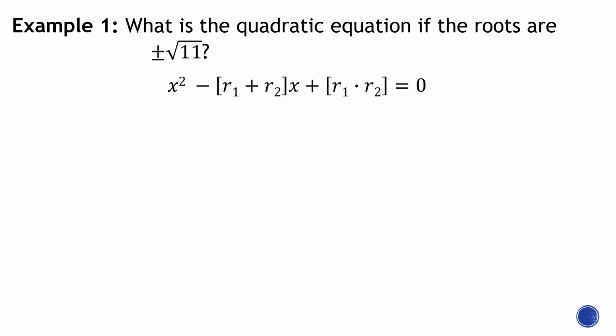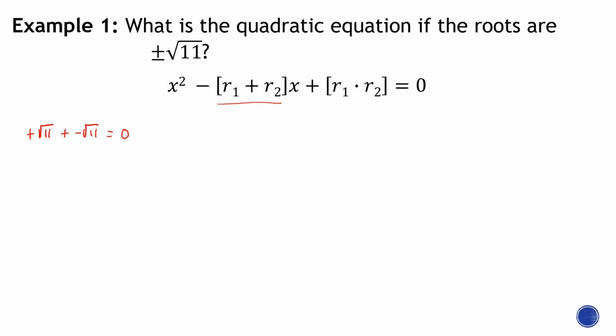What is the quadratic equation if the roots are positive, negative square root of 11? So here, as we know, we have two roots. One is positive square root of 11 and the other one is negative square root of 11. So let's add first those two roots. So that's positive square root of 11 plus negative square root of 11. And obviously the answer to that is equal to 0.